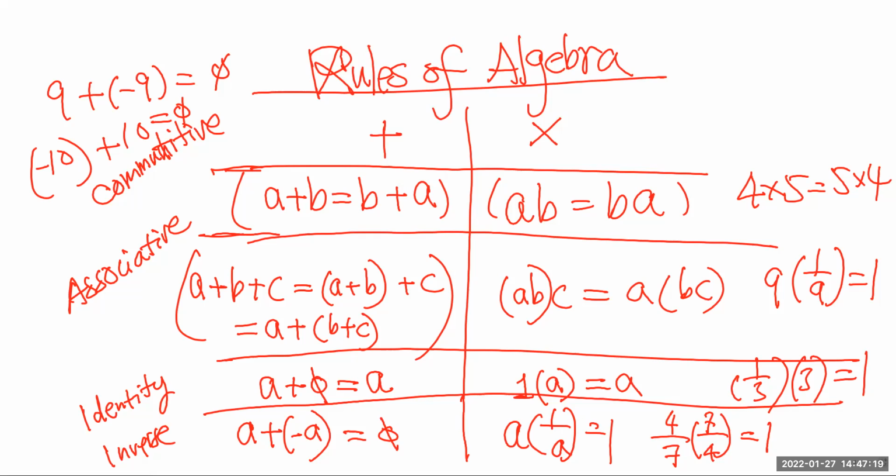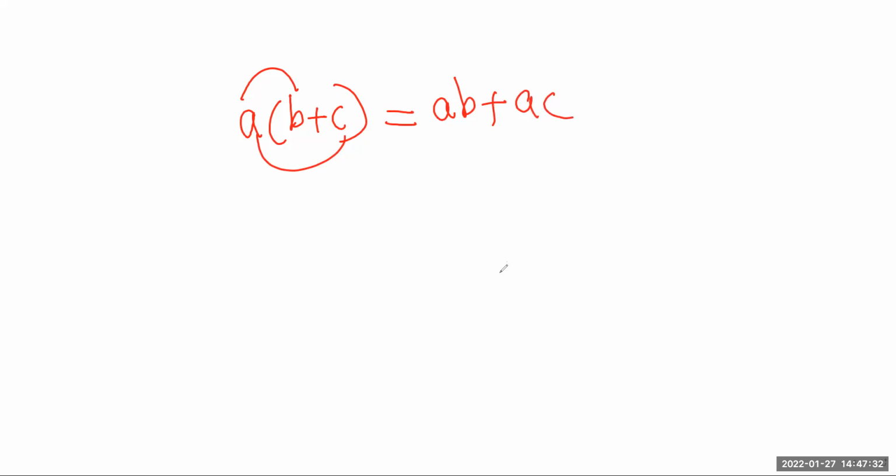And then we have 2 more, dealing with what's called the distributive property. So this is A times B plus A times C. It is equal to A times (B plus C). So A gets distributed to B and distributed to C.